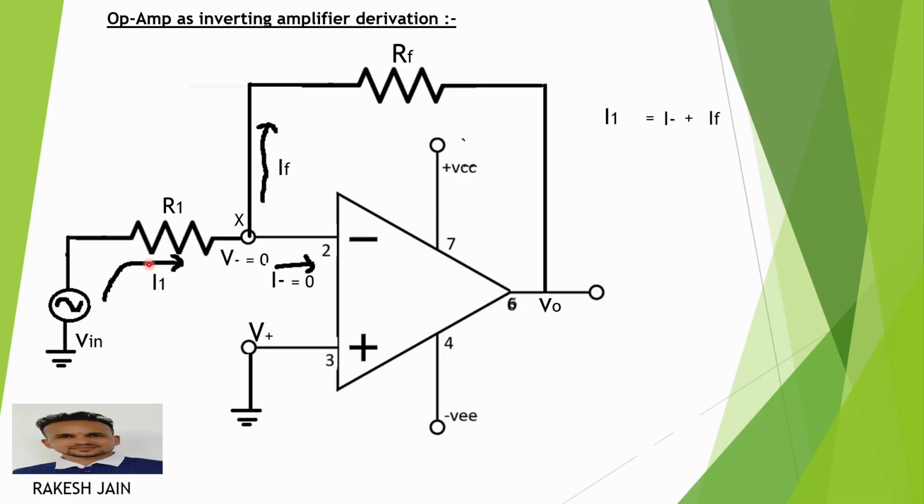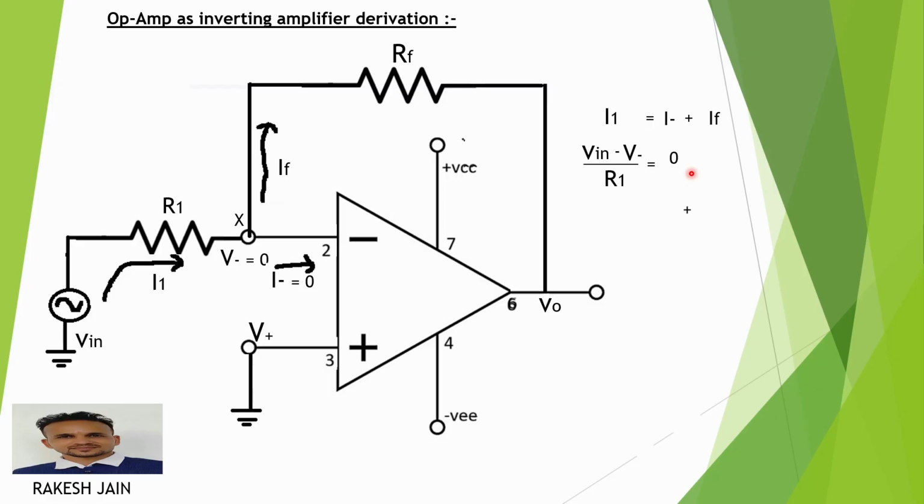Now I1 is what? A current which passes through the resistor. So from Ohm's law, I is equal to V divided by R, where V means the voltage difference between the two terminals of the resistor. One terminal is connected to the input Vin and one terminal is connected to V minus. That's why I1 is V input minus V minus divided by R1. That is equal to I minus. I minus is my 0 here.